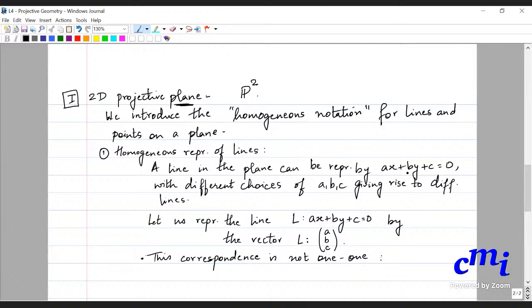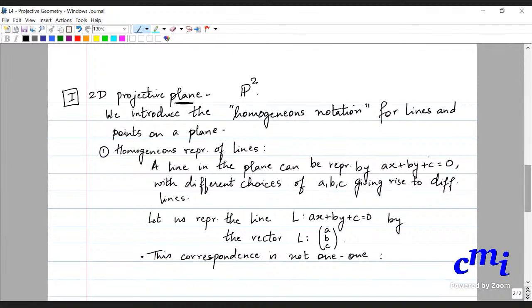You know that the standard way of representing a line in a plane is ax plus by plus c equals 0. Different choices of a, b, c give rise to different lines. Since what matters here is the choice of a, b, and c, I will say that this line is represented by the vector abc. One thing to notice is that this correspondence is not 1-1.